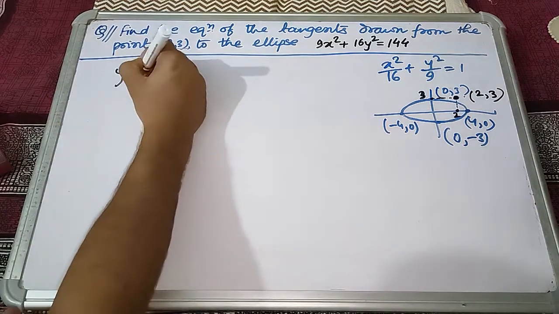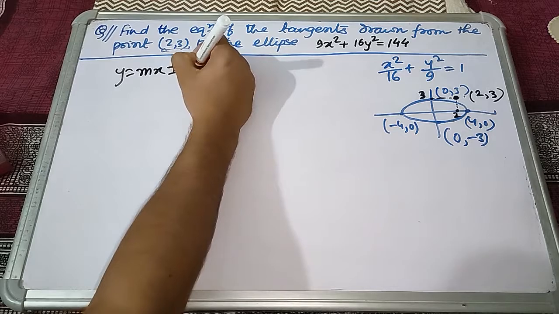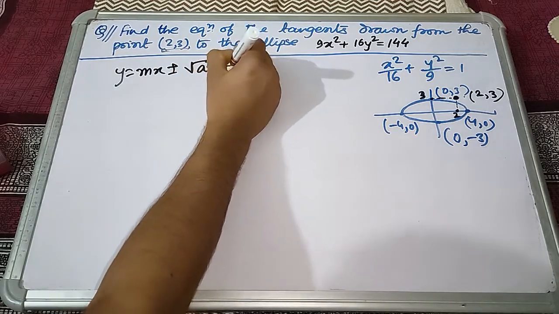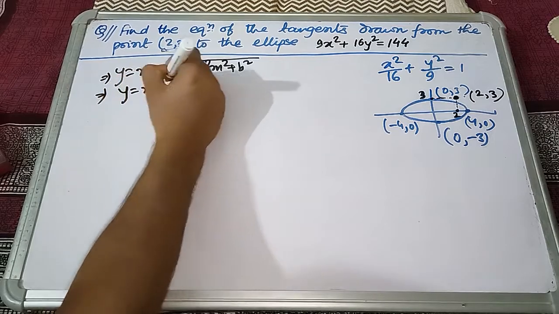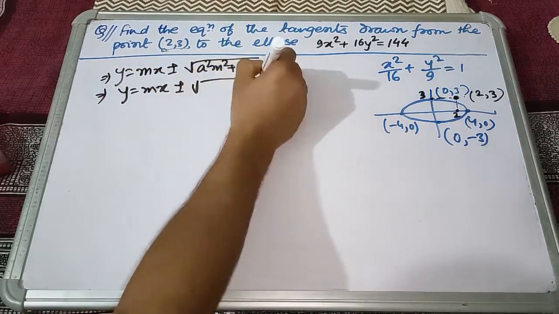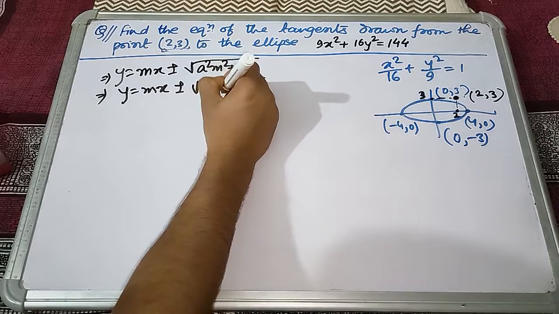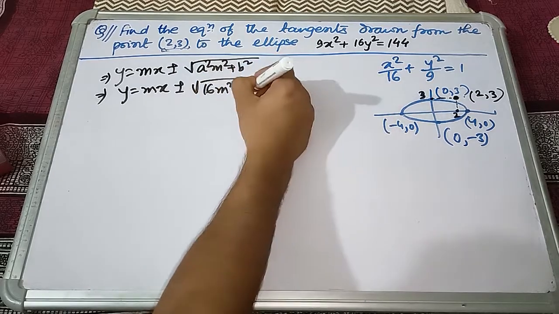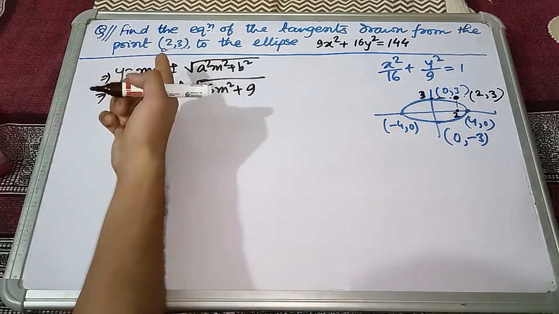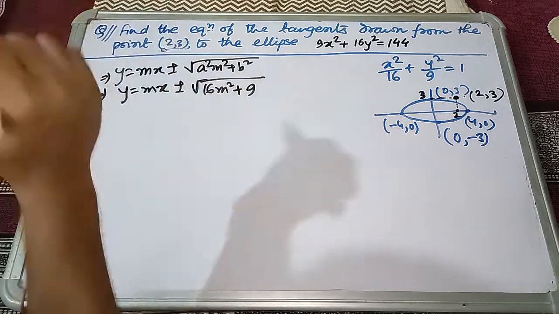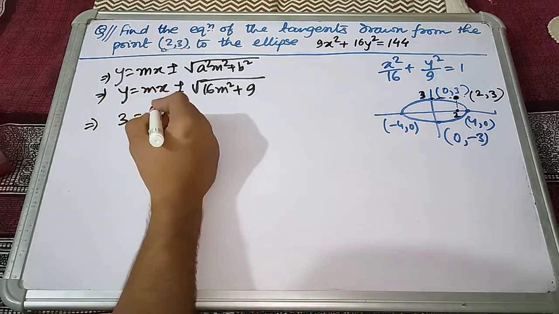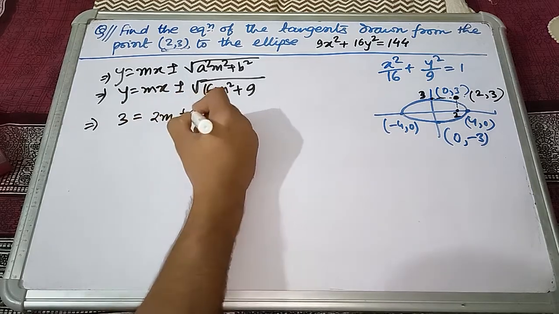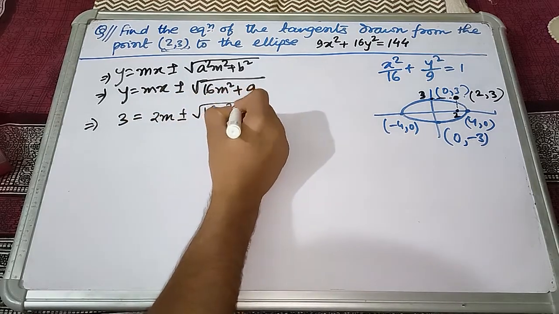Let the equation of the ellipse be y equals mx plus minus under root a square m square plus b square. Okay. Therefore, y equals mx plus minus under root, what is a square? 16. 16 m square plus, what is b square? b square is 9. Okay. This line should satisfy 2, 3. So, input 2, 3 in this. This becomes 3 equals 2m plus minus under root 16 m square plus 9.